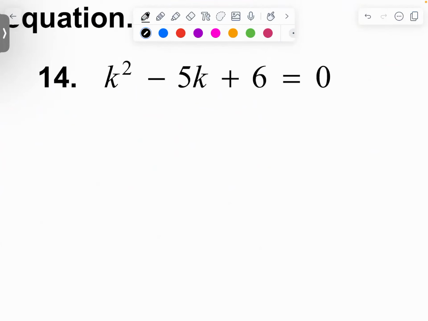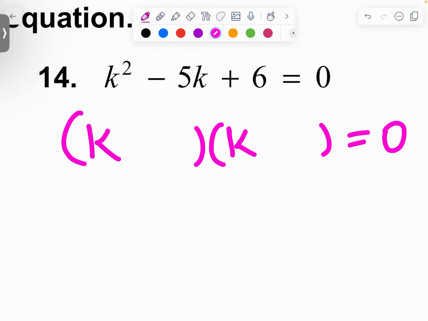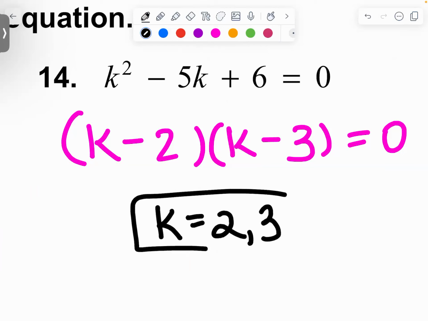Okay, what about here? What multiplies to positive 6 and adds to negative 5? Minus 2, minus 3. Very good. Okay. Put the computer away. Yeah, on the test. Put it away. Now, my answer though is what? K equals 2, K equals 3. Okay.